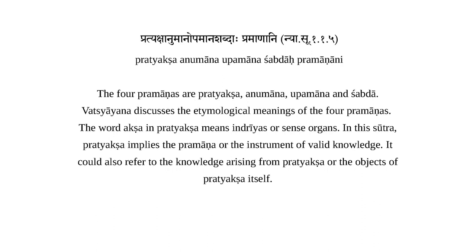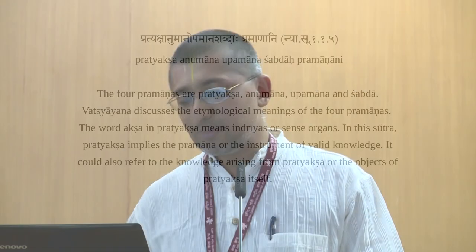Vatsyayana discusses the etymological meanings of the four Pramanas. The word Aksha in Pratyaksha means Indriyas or sense organs. In this sutra, Pratyaksha implies the Pramana or the instrumental valid knowledge. So it could also refer to the knowledge arising from Pratyaksha, or objects of Pratyaksha itself. So when we say Pratyaksha, it could be the Pramana, or the knowledge arising from that Pramana, or the object of the Pramana itself.